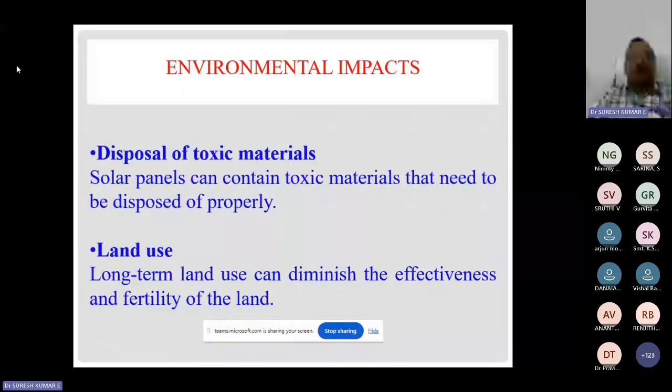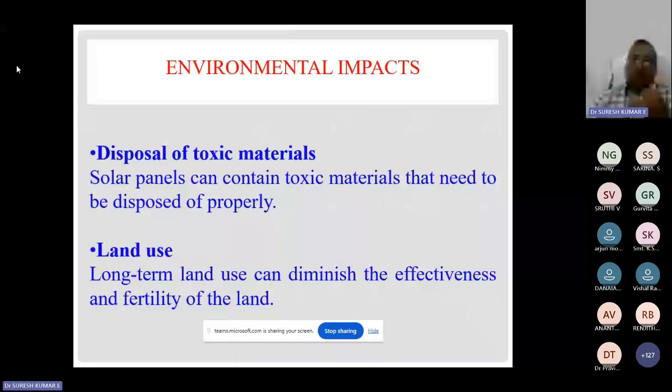Then disposal of toxic materials. It's very dangerous. Solar panels can contain toxic materials that need to be disposed properly. And nowadays, whenever we use the word solar panel, what is in our mind is just a house, just a small solar panel. That's in our mind. But soon, even already started, we are connecting solar panels to the grid, national grid. So many issues are there.